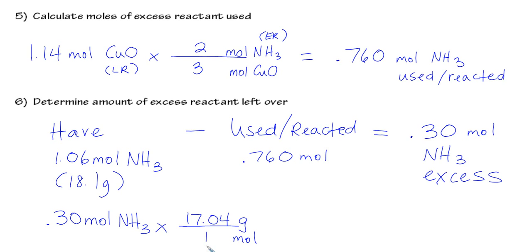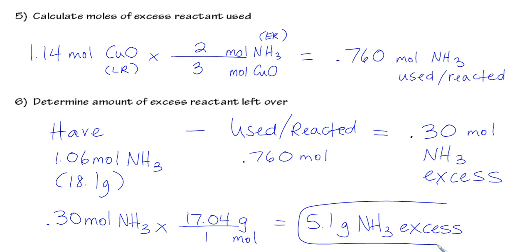We'll say 0.30 times 17.04. And we'll leave this as 5.1 grams of ammonia excess. Nice. I like that.